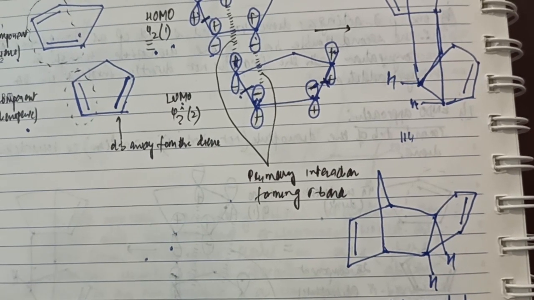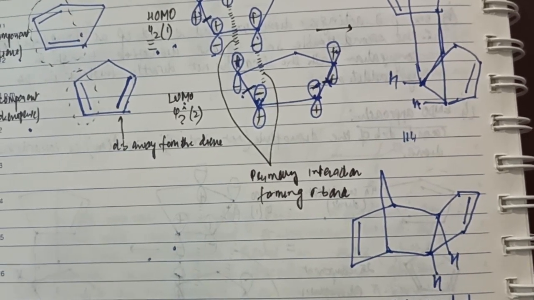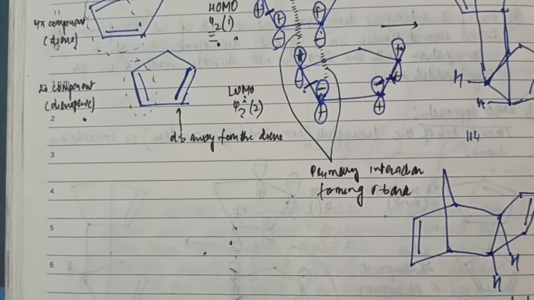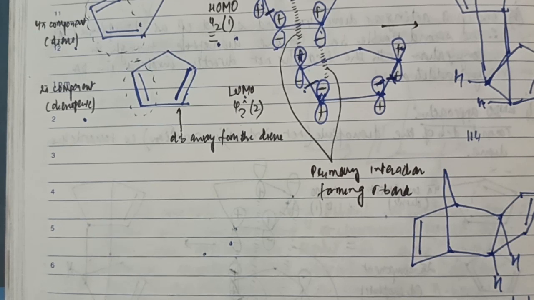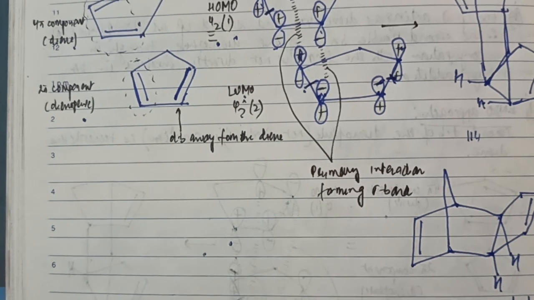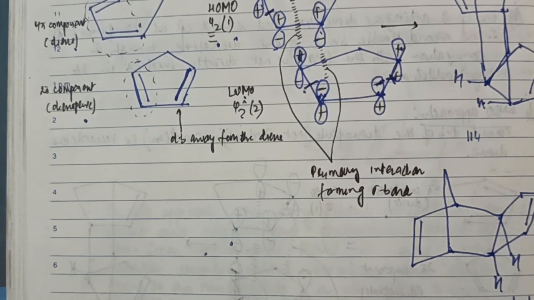Hence, in the case of the endo orientation or the endo approach, it is the favorable secondary orbital interaction which forces a molecule or locks the molecule in an endo conformation. But in the case of exo orientations, the orbitals which are having bonding interactions are actually very far from one another. Therefore, there will not be any interactions.